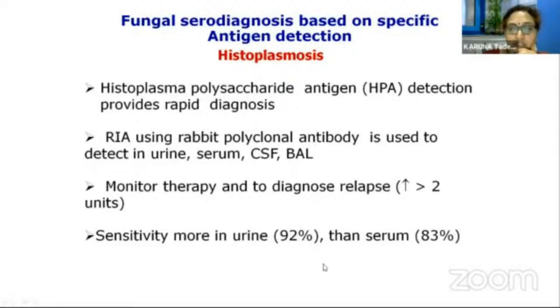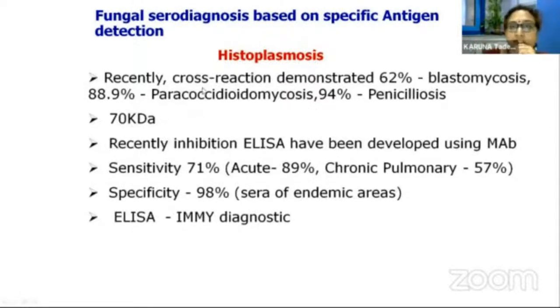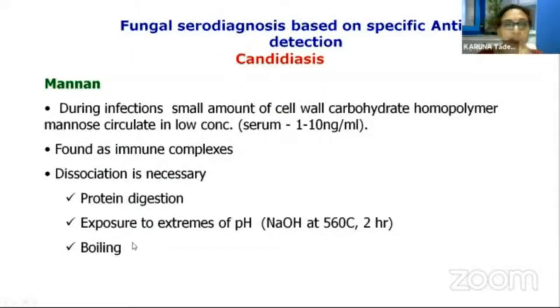Sensitivity is more in urine, roughly around 92%, than in serum, where it is 83%. And cross-reaction has been demonstrated with blastomycosis, paracoccidioidomycosis, penicilliosis. Recently, inhibition ELISA has been developed using monoclonal antibody. And ELISA-IMI is something that is diagnostic, and it is the preferred one for Histoplasma antigen detection.